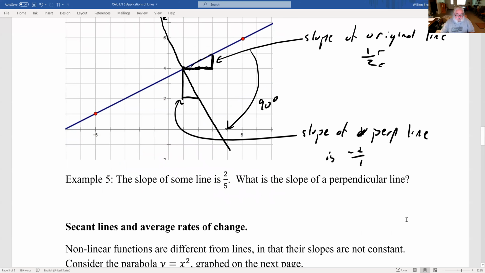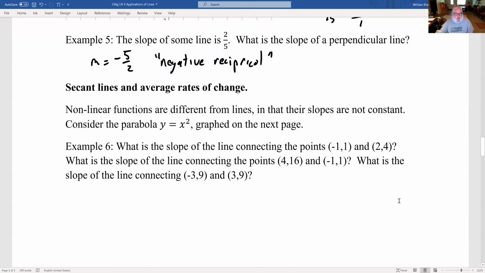So if the slope of some line is 2/5, what's the slope of the perpendicular line? Minus 5/2, sorry, the negative reciprocal. And don't quote me on whether or not reciprocal is spelled correctly there. So minus 5/2. Okay, so secant lines and average rates of change.